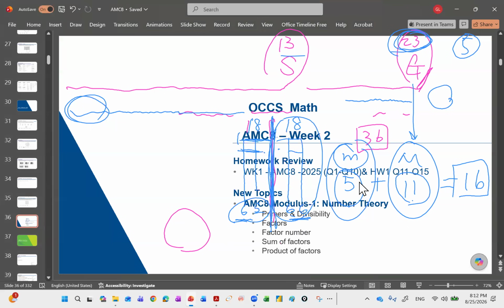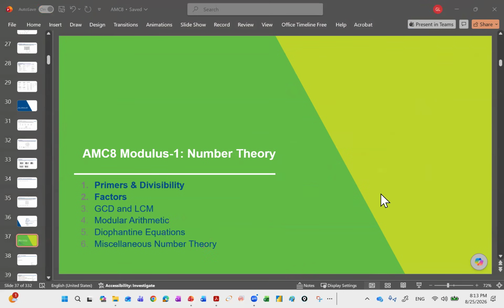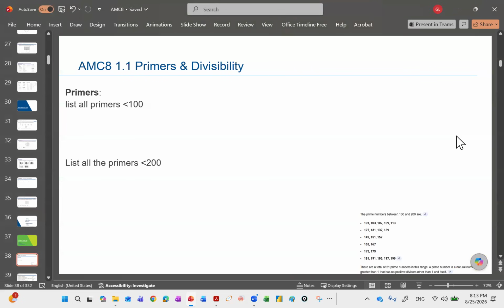Let's move on to a new topic. Okay, I'm sorry, back and forth here. Today I will talk about some new topics. Remember, this is module 1 of the AMC, a big chapter. It's one of the 4 chapters: number theory. It's very interesting. Partially we already talked about it, so we potentially duplicate, but I try to avoid it.